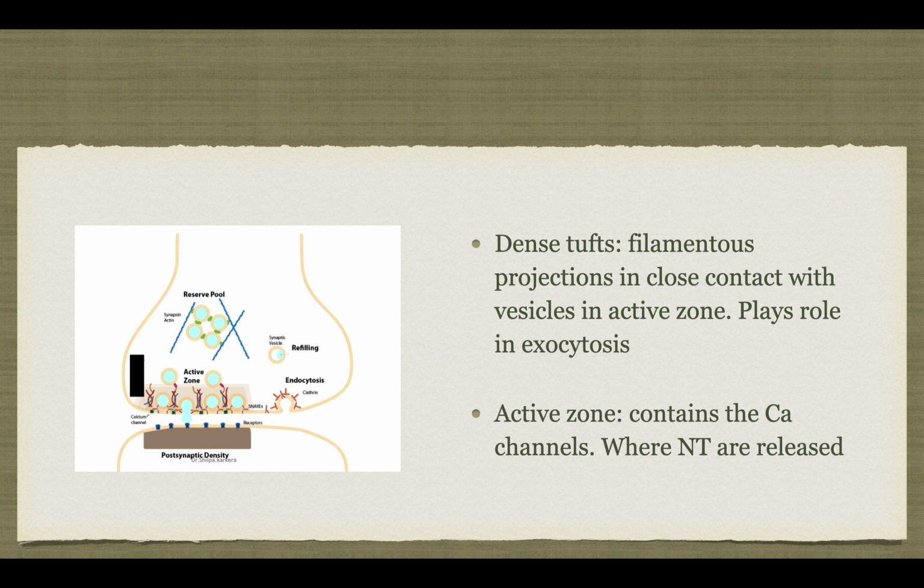Okay, so dense tufts are filamentous projections, and these are in close contact with the vesicles in the active zone, and they play a role in the exocytosis. The active zone contains the calcium channels, and that's where the neurotransmitters are released. Any problems with the calcium channels in the active zone would result in Lambert-Eaton syndrome. I think I'm saying that right.